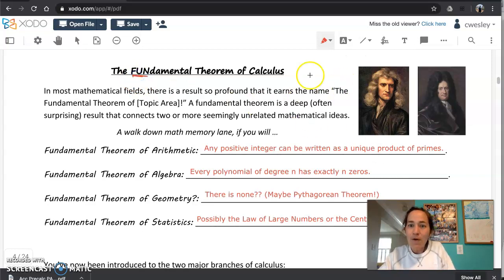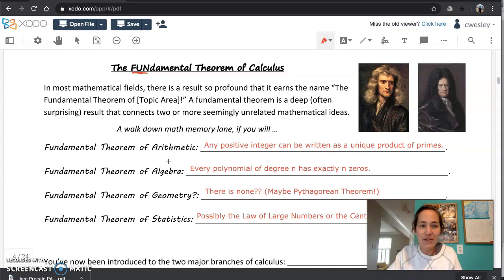I see a couple fun-looking gentlemen at the top of the page. Don't know if you recognize them. They're just, no big deal. The fathers of calculus, Leibniz and Newton at the top here. And you might have heard of a fundamental theorem of a lot of other areas of mathematics before this. So we can talk about them. No need to really write them down, but think about arithmetic.